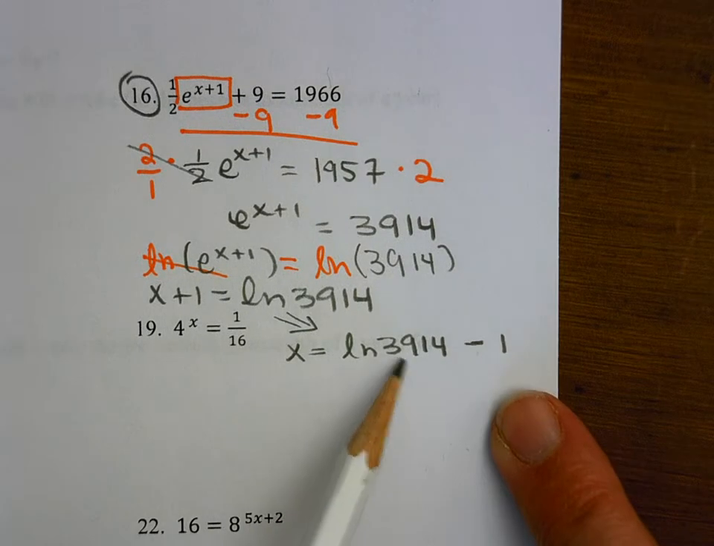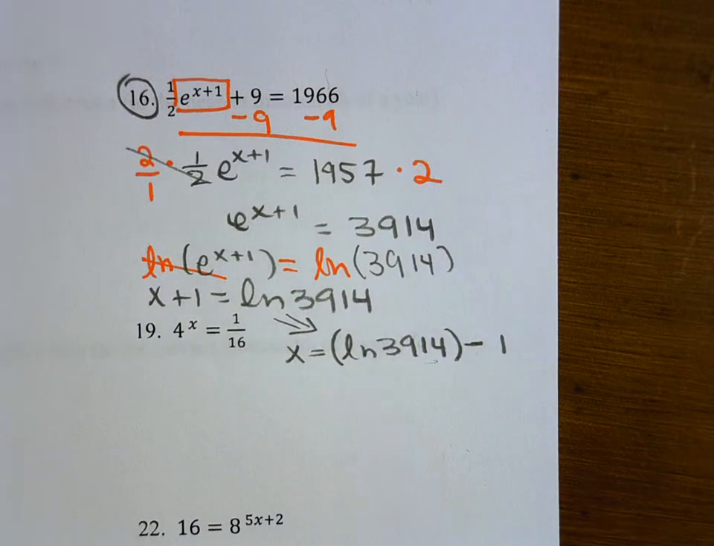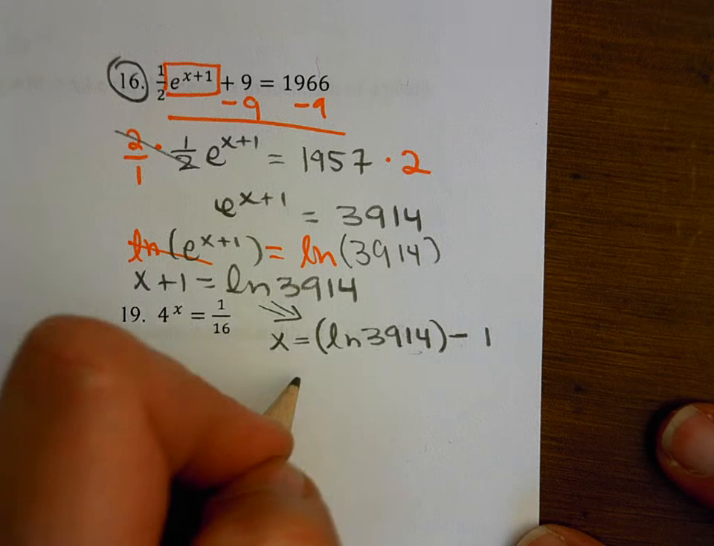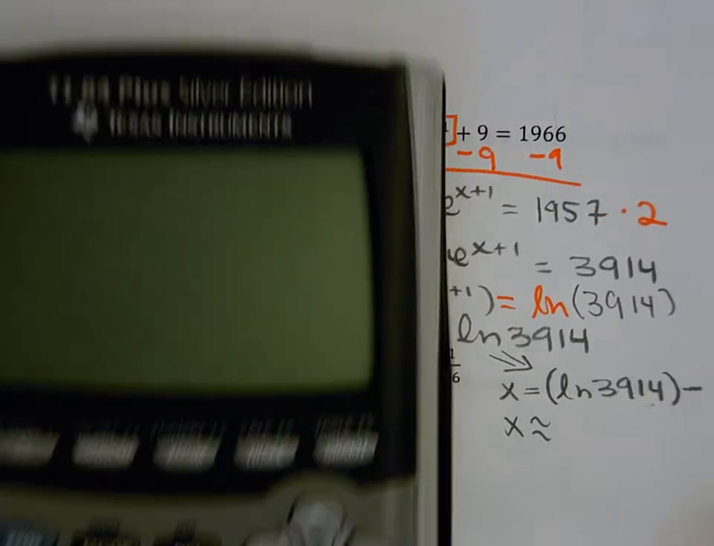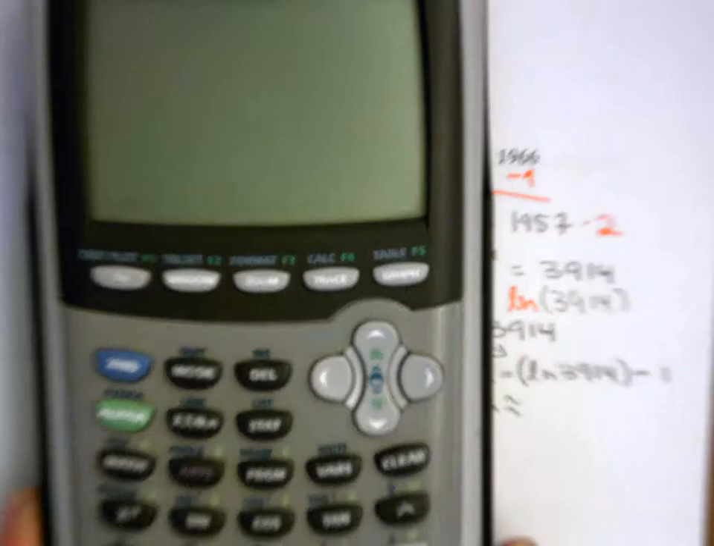So the 1 is not subtracting just the number, it's subtracting whatever that whole value is. So I'm going to go ahead and group it just so that we understand that the 1 is subtracting that whole value. And then from there, I would just type that into my calculator. So I'm going to just show you on a graphing calculator. So you might have a different calculator, but this is the one I'm going to show you on.